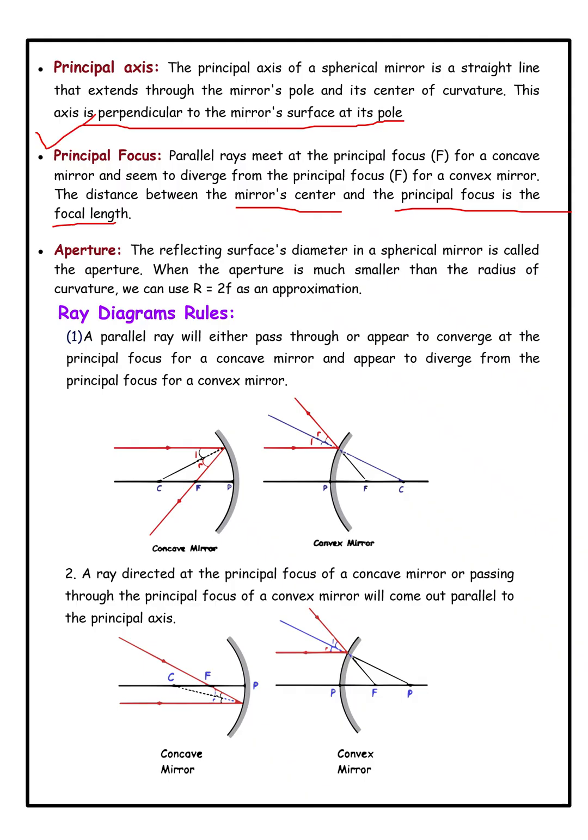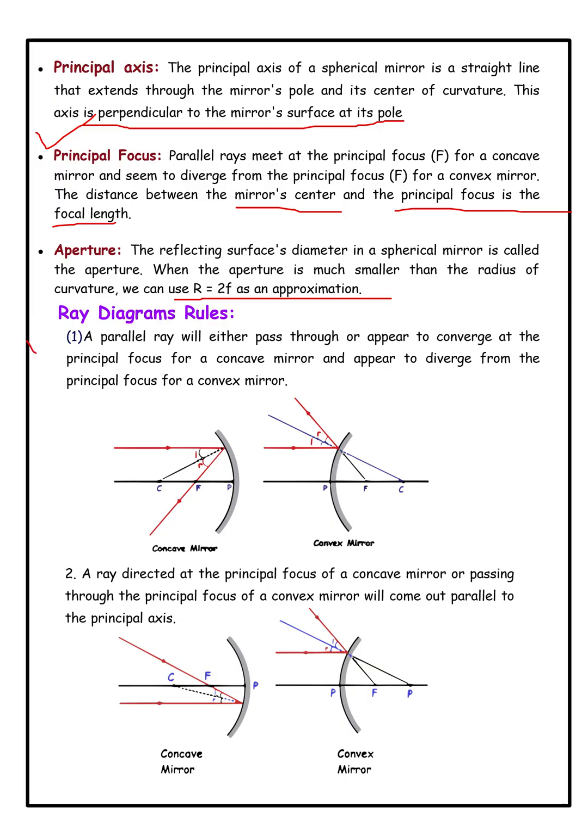So you will be doing some numericals related to focal length and the radius of curvature. Now, what is aperture? It's a very common term, but you need to remember this as well: the diameter of the reflecting surface in a spherical mirror is called the aperture. When the aperture is much smaller than the radius of curvature, we use the approximation that R is equal to 2F. Now, certain ray diagram rules which you have to remember.